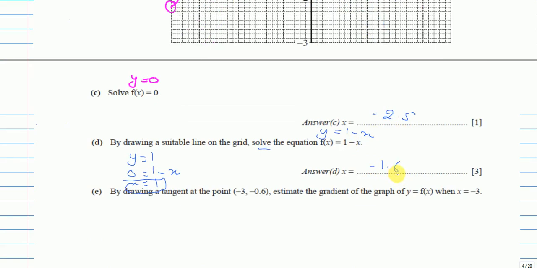Negative. So last part, by drawing a tangent at the point minus 3 and minus 0.6, this is x and this is y, estimate the gradient of the graph y is equal to f of x when x is equal to minus 3. Now this might look very complicated, but all they are saying is we have to estimate the gradient, and how can we estimate the gradient is by drawing a tangent. So the examiner is actually telling you to draw a tangent, and this will help you to estimate the gradient at x is equal to minus 3. They are just helping us.